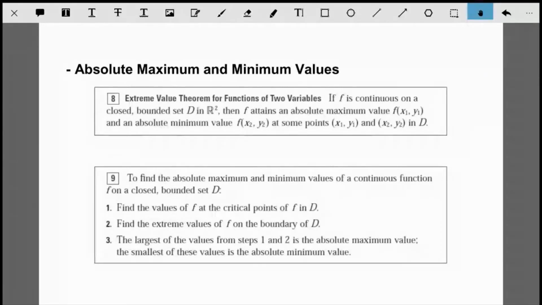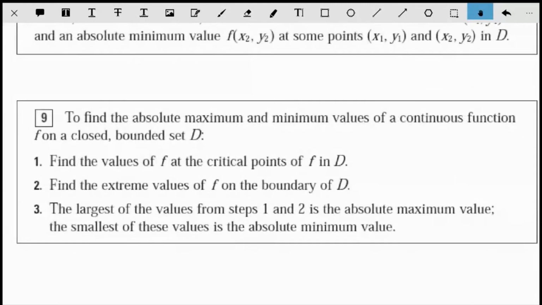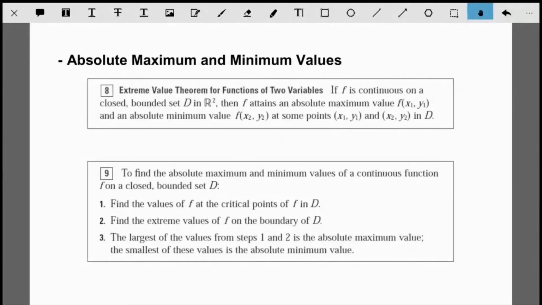Okay, so the process here is kind of the same. If I want to find absolute max or min values, I know that they're going to occur if I have a function that's continuous on some set of points. All I have to do is look at my critical points. I have to look at my boundary points. Whichever one point or points is the highest, that's going to be my absolute max. Whichever point or points are the lowest, that's going to be my absolute minimum. Now, executing this is a little more complicated than it was in 2D, but it's still the same general idea.